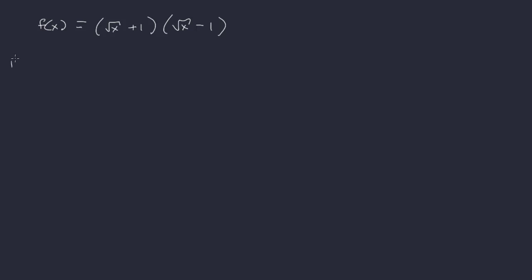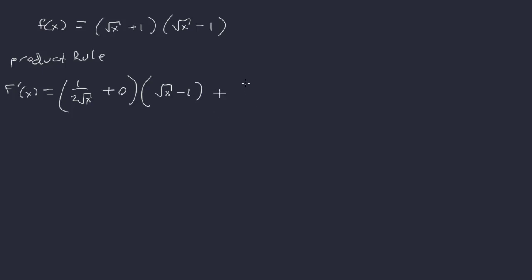One is we could use the product rule, of course. All right, so the product rule, we would do the derivative of the first guy, which would be 1 over 2 root x. The plus 1 will become plus 0. Then we'll leave the second function alone. Then we'll plus the first function left alone times the derivative of this second function, which will be 1 over the square root of x.